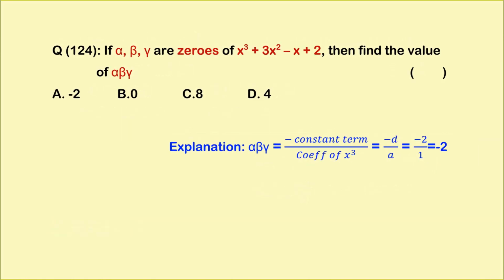Question number 124. If alpha, beta and gamma are zeros of x cube plus 3x square minus x plus 2, then find the value of alpha into beta into gamma. We know the formula alpha beta gamma is equal to minus d by a. So by taking the values from the given expression, the value will be minus 2 by 1, that is equal to minus 2. So the right answer is A.